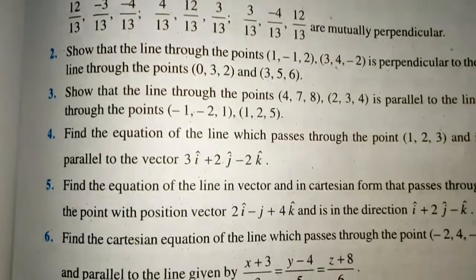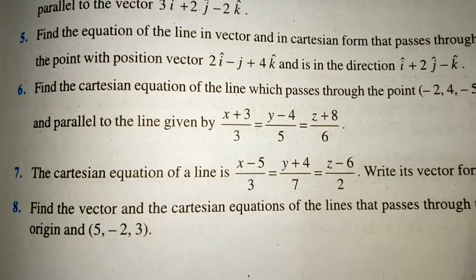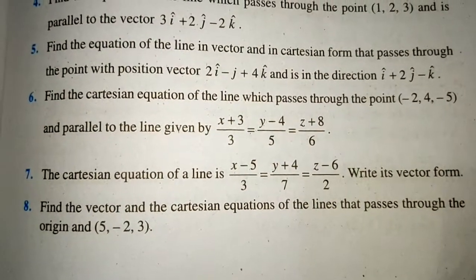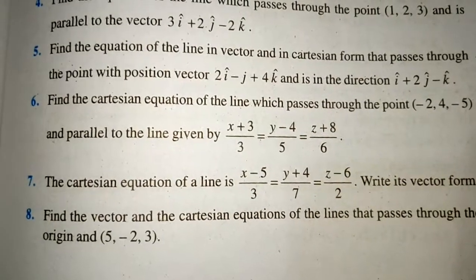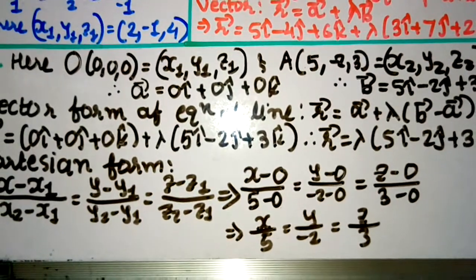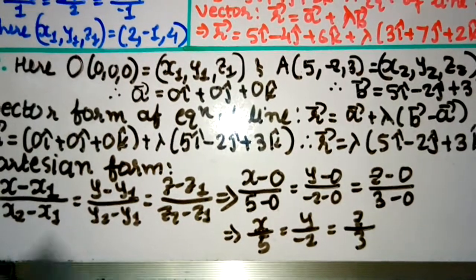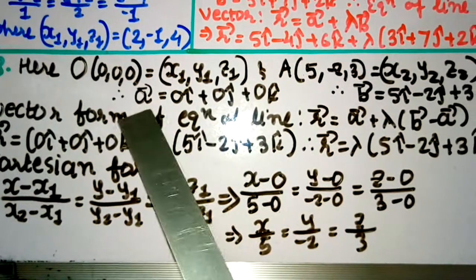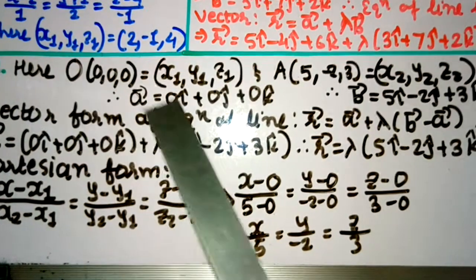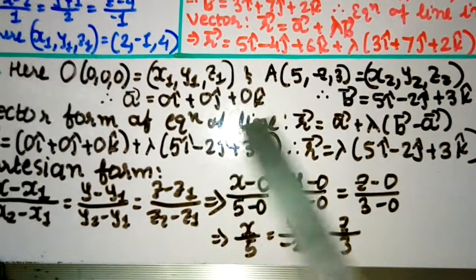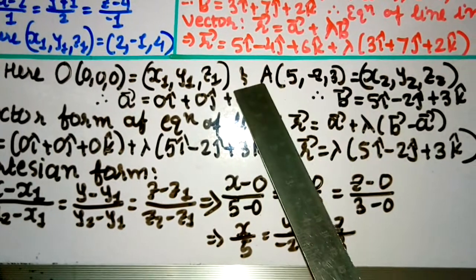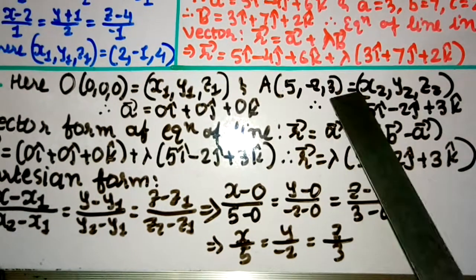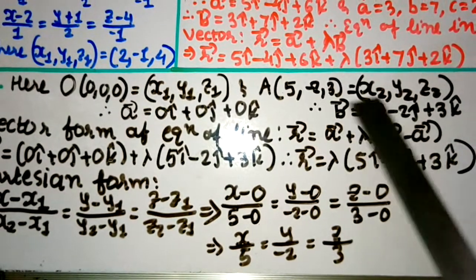Question number 8. Find the vector and Cartesian equations of the line that passes through the origin and (5, -2, 3). We have to write the equation of the line passing through the origin and the given point. The origin is (0, 0, 0), which we call x1, y1, z1. So vector A will be 0i cap plus 0j cap plus 0k cap, and the second point is (5, -2, 3), which we call x2, y2, z2. This can be written in vector form: vector B equal to 5i cap minus 2j cap plus 3k cap.